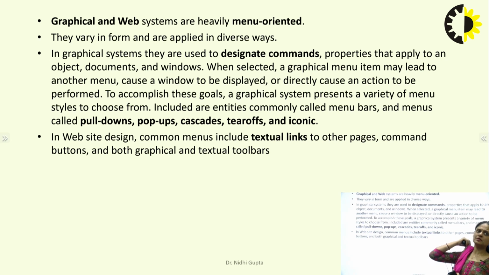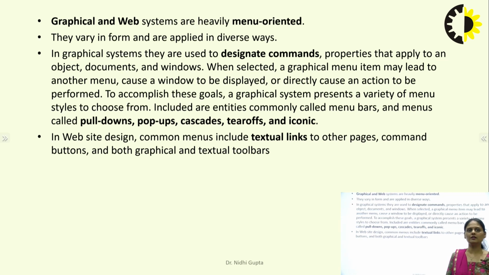Graphical and web systems are heavily menu oriented. They vary in form and are applied in diverse ways. In graphical systems, they are used to designate commands and properties that apply to an object, document, and windows. When a graphical menu item is selected, it may lead to another menu, cause a window to be displayed, or directly cause an action to be performed. To accomplish these goals, a graphical system presents a variety of menu styles, so the user has multiple types of menus to choose from.